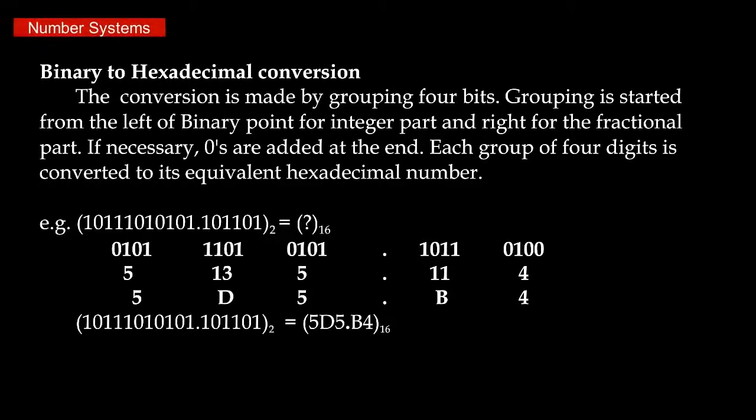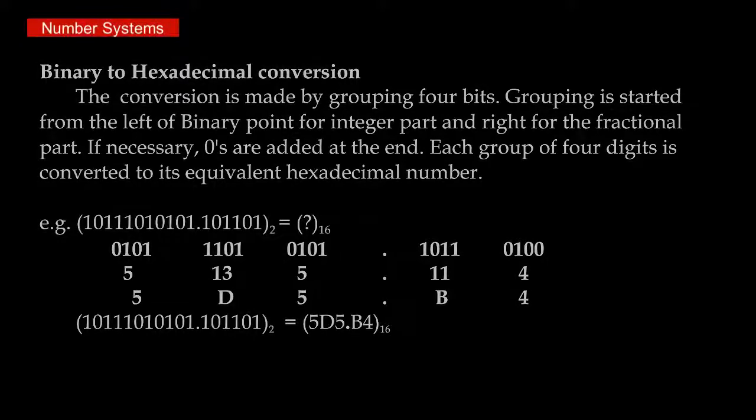Here the groups will be formed and we have to write just the decimal equivalent of these 4 digits. In the example you can see 0101 is 5, 1101 is 13, 0101 is 5, and in the fraction 1011 is 11, 0100 is 4. Now we have to write only the equivalent hexadecimal symbols of the decimal numbers. That is 5 is 5, 13 is D, 5 is 5 again, 11 is B and 4 is 4. So this is how we can convert any binary number into hexadecimal.